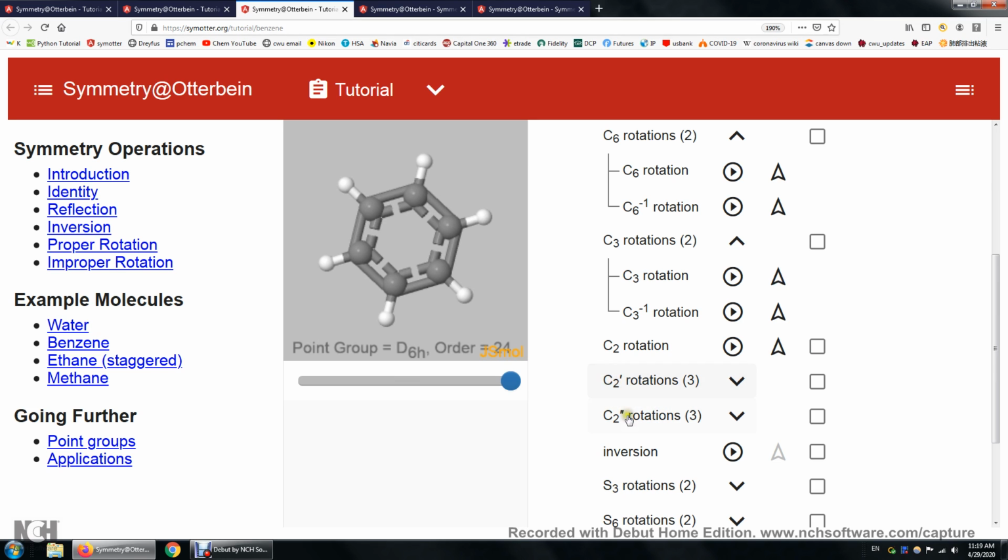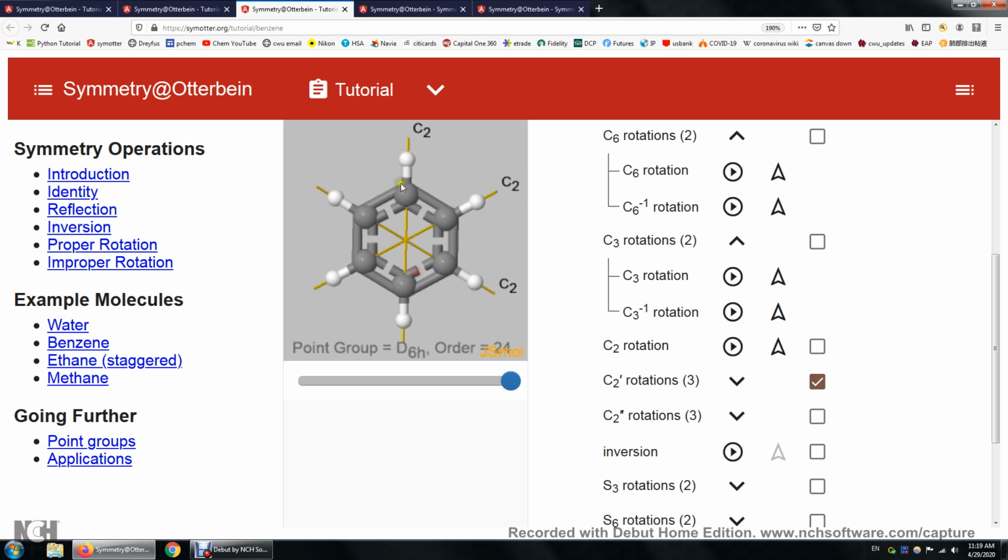This is C2 prime, this is C2 double prime. What's the difference? Well, C2 prime, you can look at this. C2 prime, they cross the carbon atoms. C2 double prime, they will cross the center of the bonds. So you get 3 more C2.